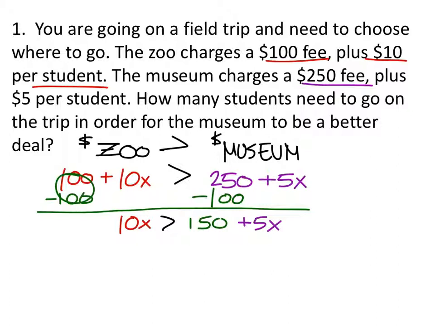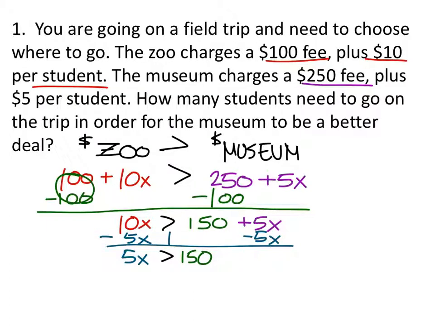Next up, I want all the x's on one side of the inequality. So I'm going to have to subtract the 5x from both sides. So 10x's minus 5x's would be 5x's still. And that needs to be greater than 150 bucks.